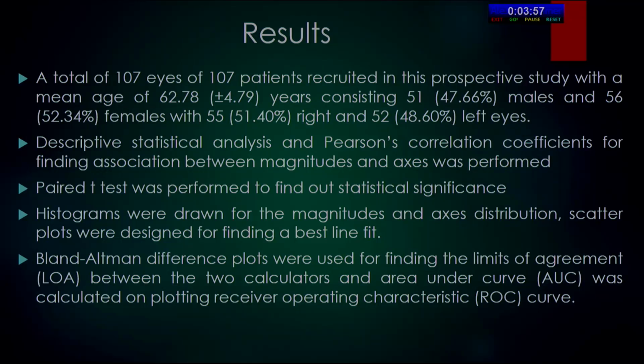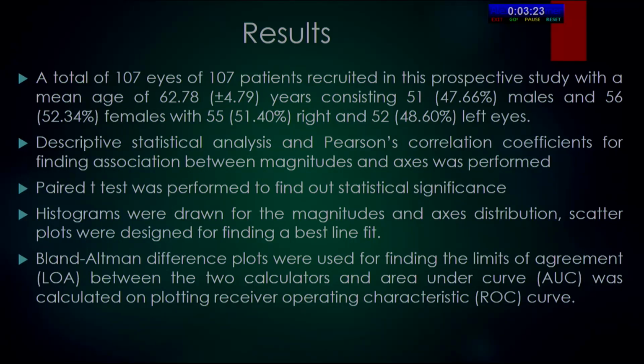The results obtained: a total of 107 eyes of 107 patients were recruited in this prospective study with a mean age of 62.78 years, consisting of 47.66% males and 52.34% females, with 55 right and 52 left eyes. In percentage, 51.40 and 48.60 respectively. Descriptive statistical analysis and Pearson correlation coefficients for finding association between magnitudes and axis were performed. Paired t-test was done for statistical significance.